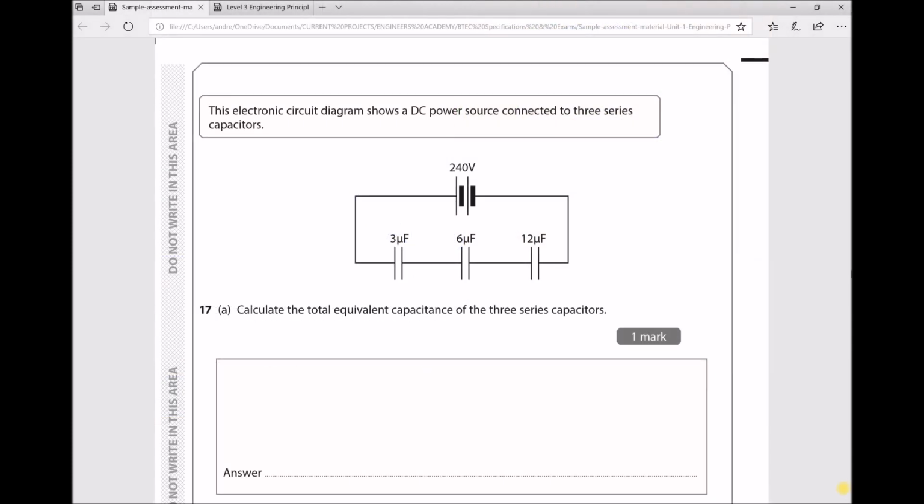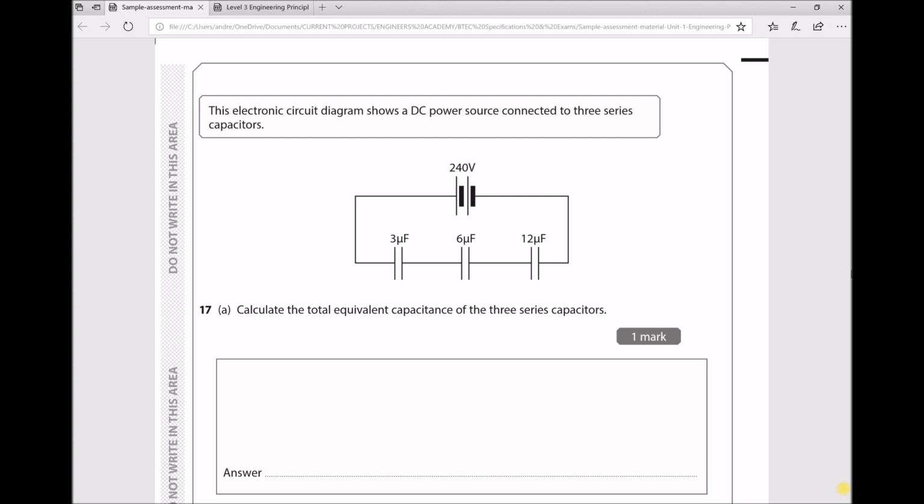Question 17 states the following. This electronic circuit diagram shows a DC power source connected to 3 series capacitors, and the question reads, calculate the total equivalent capacitance of the 3 series capacitors. Now, the easiest way to remember the formulas for capacitors in series and parallel is that they're the opposite way round to resistors in series and parallel.